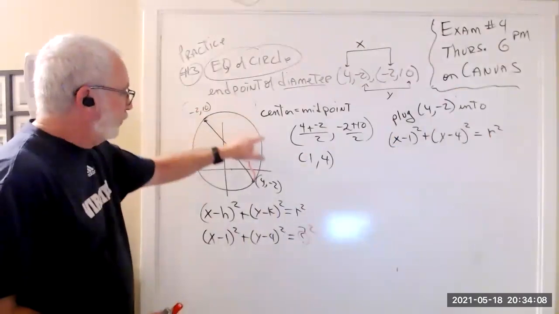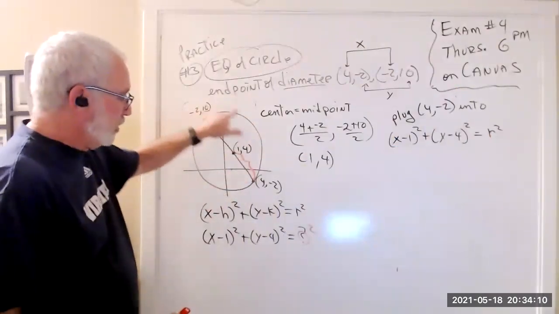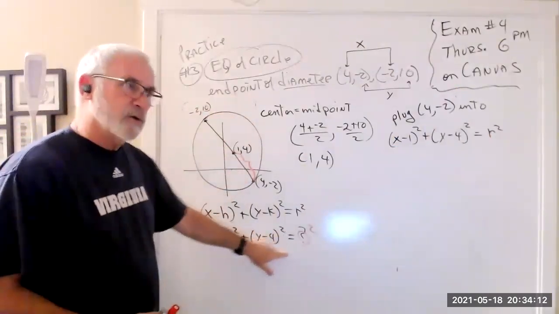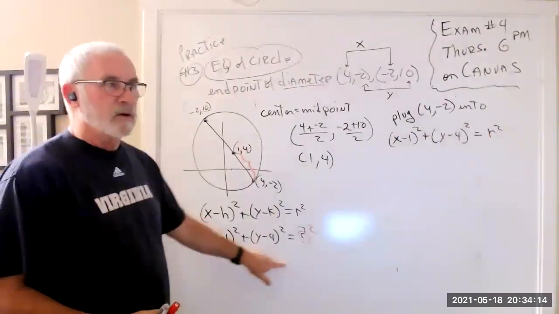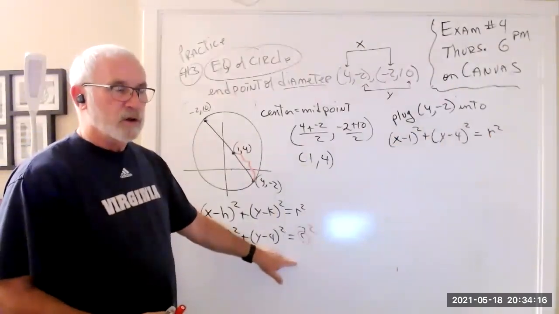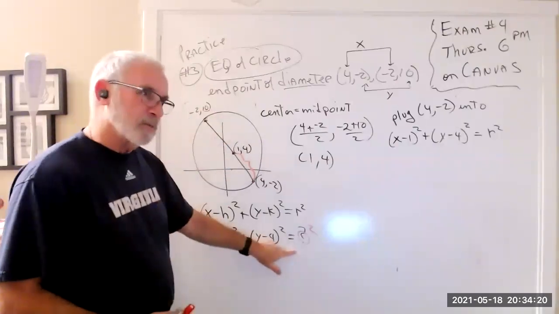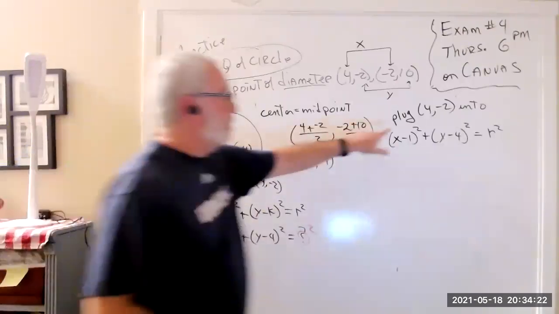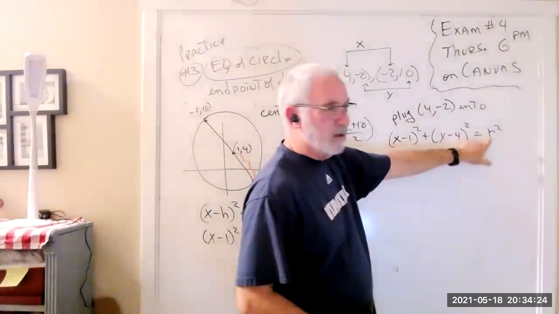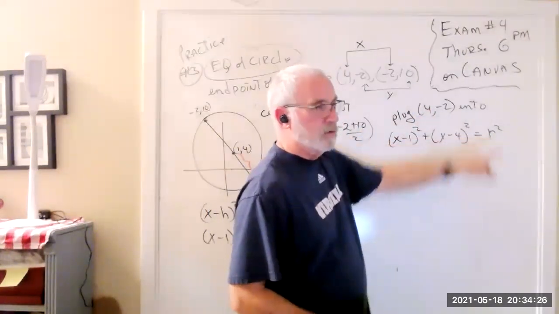All of the points that are on the circle here have to make it true. That's what being on the circle means. If I plug them in, they'll make that problem true. So I'm going to plug it in to help me figure out what r was.